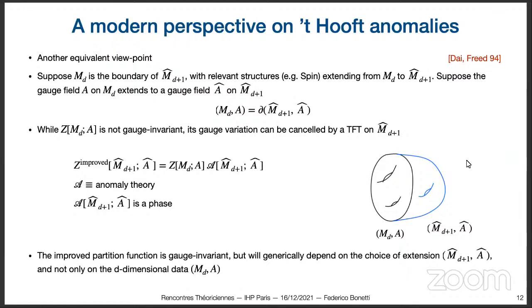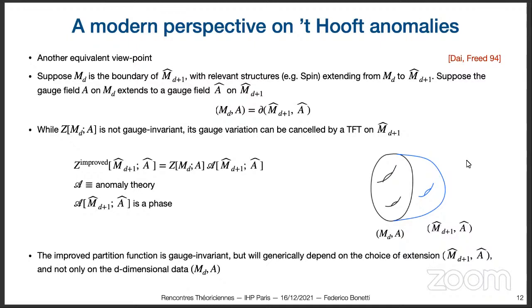So this is this gadget I'm calling A, usually referred to as the anomaly theory. And its partition function is just a phase. And its purpose in life is precisely to reabsorb the non-gauge invariance of the physical theory. So now we find ourselves in a slightly different situation. Everything is gauge invariant, which sounds like good news, but the new improved partition function seems to depend on spurious data, this extension to one dimension higher. That's something we probably don't want, depending on the context.